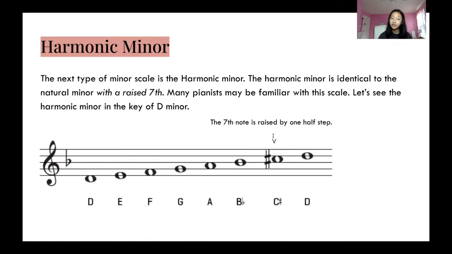So we're going to use D minor as an example again. As you can see, it's basically identical to what we did before, with the one flat, but the seventh note, which is C in this case, is raised by one half step to become C sharp. Now, I don't really know the history of scales and why someone decided to create different types of minors, so you can search that up on your own time.